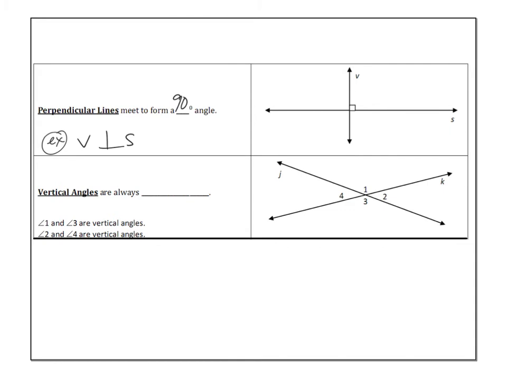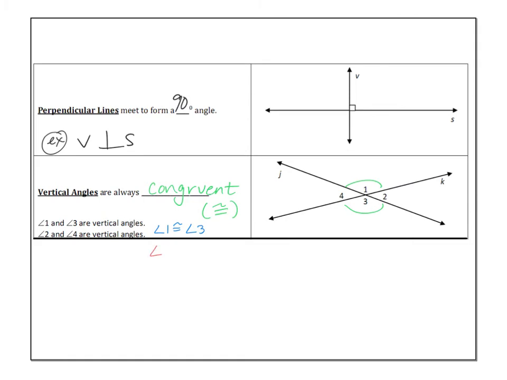And then another thing to remember is that vertical angles are always congruent. And remember the symbol for that is an equal sign with a squiggle above it. So if I look at the picture on the right, I see like angle 1 and angle 3. I can say angle 1 is congruent to angle 3 because they're vertical angles.